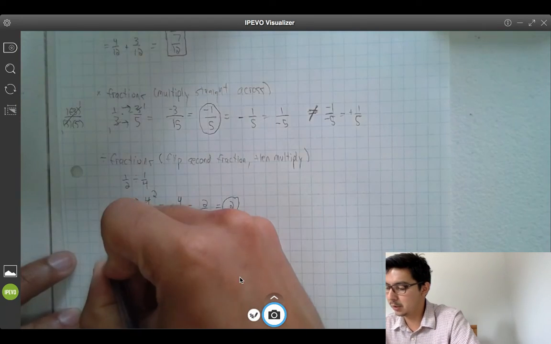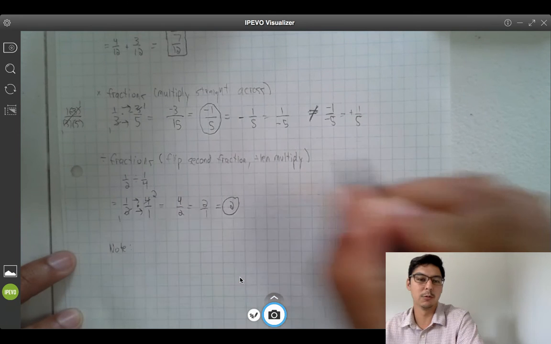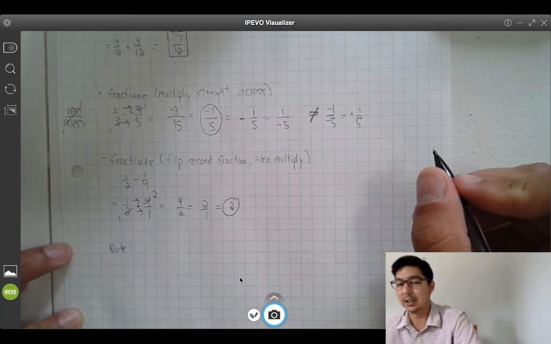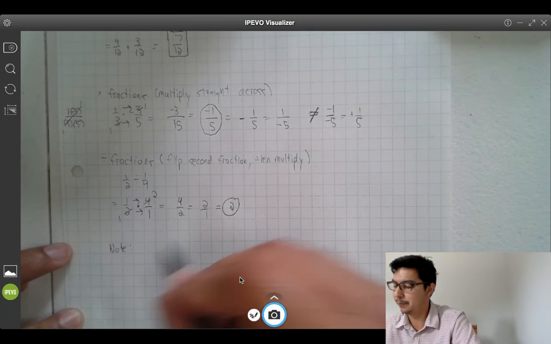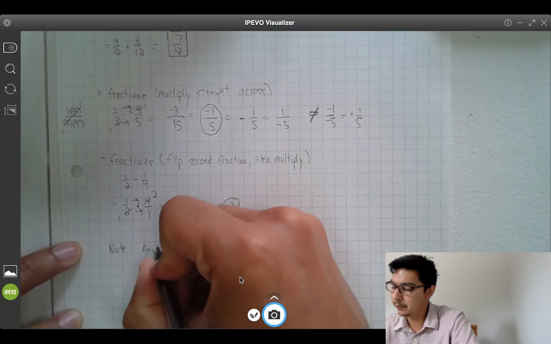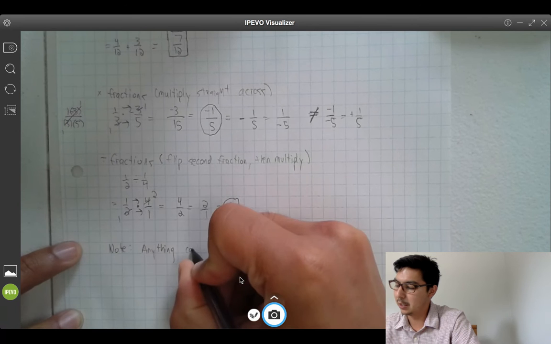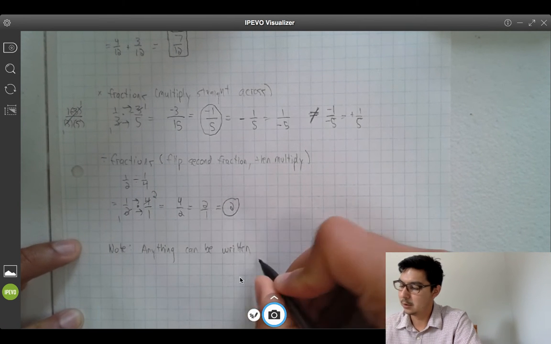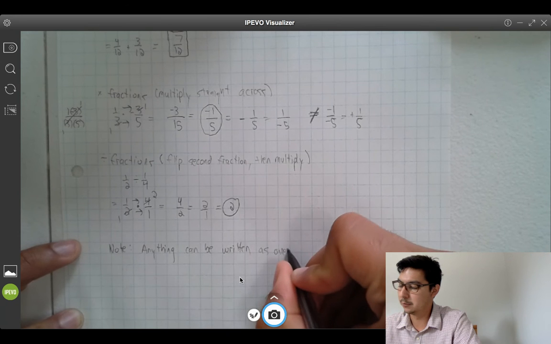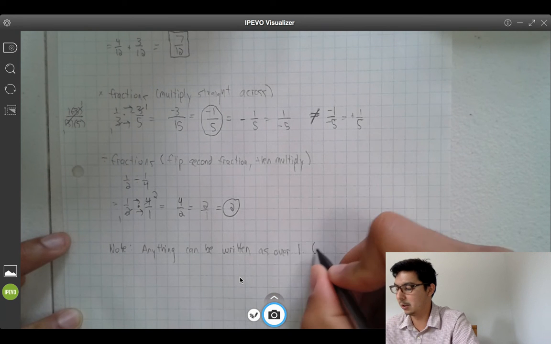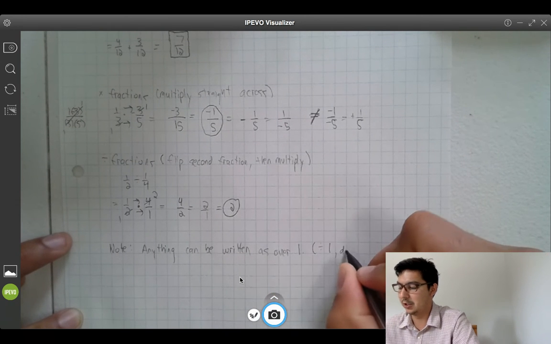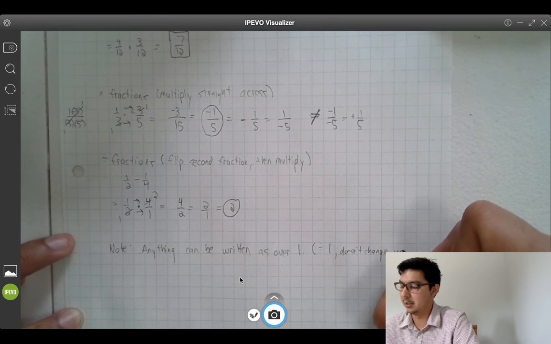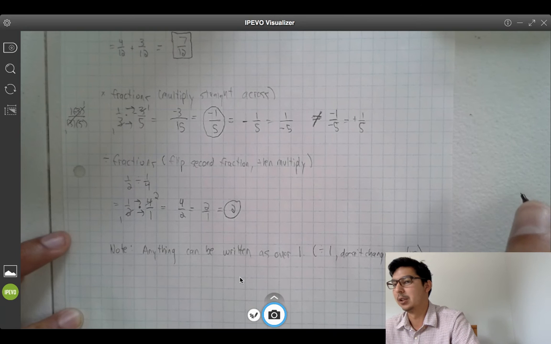Now, just some other things that I want to make sure you know with fractions, because they're going to be coming up a lot, and I don't want you to get too stuck up on this part of the problem, is anything can be written as over 1, because when you divide by 1, it doesn't change the value, and that's why that comes in handy.